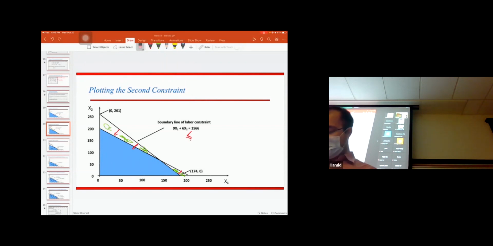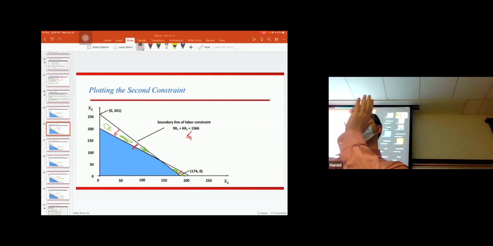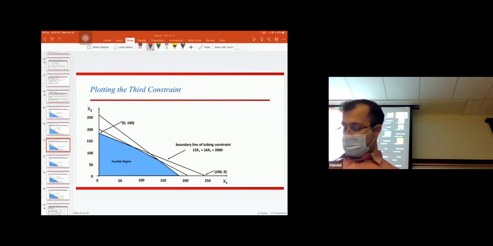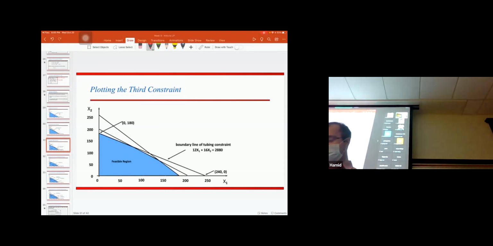That's bad. Anyway, so I think you found the idea. You know the idea. So we draw the line of each equation and then find the overlap parts. Same for the boundary of the tubing constraint. So the first one takes 12 feet, the second one 16, and the cap is less than or equal to 2880. We cannot just use more tubing.